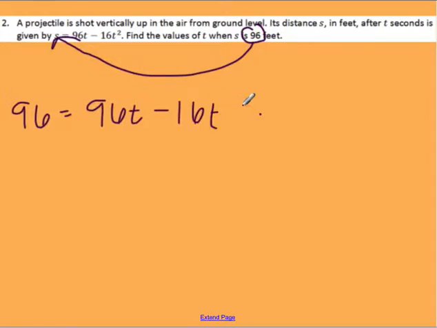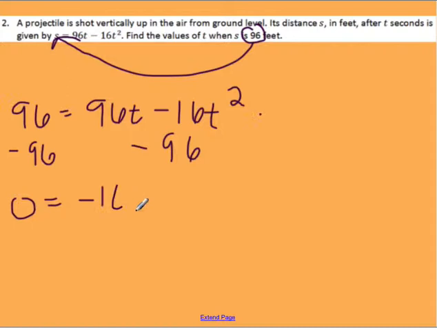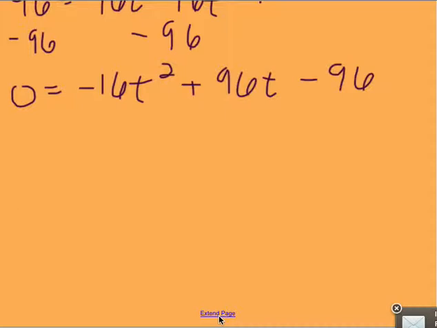Now, you remember when we want to solve a quadratic, we need to figure out when it's equal to 0. That's the only way we can solve it. So I actually need to bring this 96 on over to the other side. Now, I want this in standard form because that makes it easier for me to set up the quadratic formula. So I'm going to put that squared term first, and then that t term, and then the last term. Okay, so then let's go ahead and start putting this into the quadratic formula.